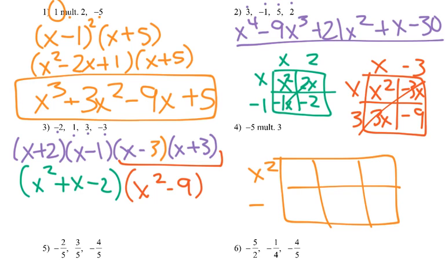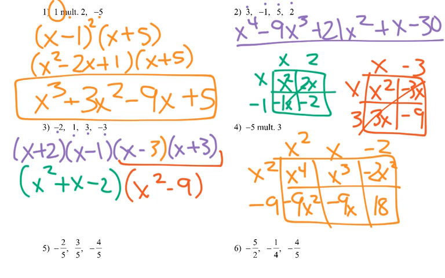So x squared, negative 9, x squared, x, and negative 2. So we get x to the 4th, x cubed, negative 2x squared, negative 9x squared, negative 9x, and positive 18. So my polynomial is x to the 4th plus x cubed minus 11x squared minus 9x plus 18. And there's my polynomial for number 3.